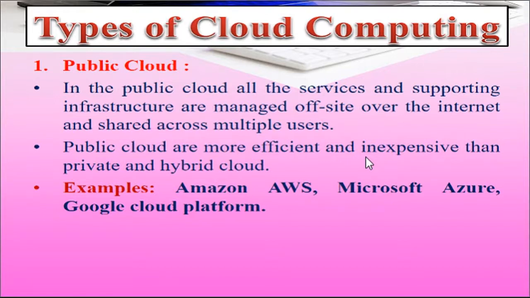So that type of cloud is called the public cloud. The public cloud is more efficient and inexpensive than the private and the hybrid cloud. With the public cloud there is no need to add your name and no need to purchase anything, you can access it if you are in the range. So examples are Amazon AWS, Microsoft Azure, Google Cloud Platform. These are the examples of the public cloud.